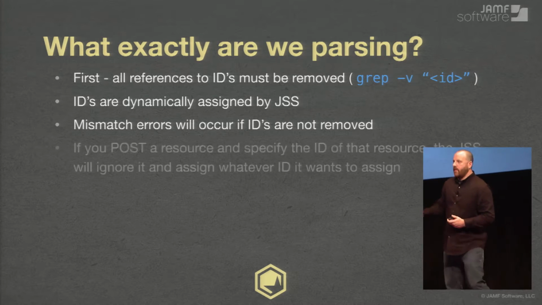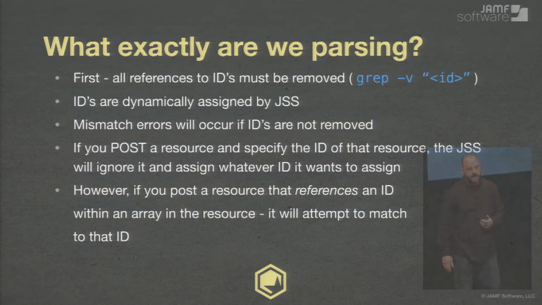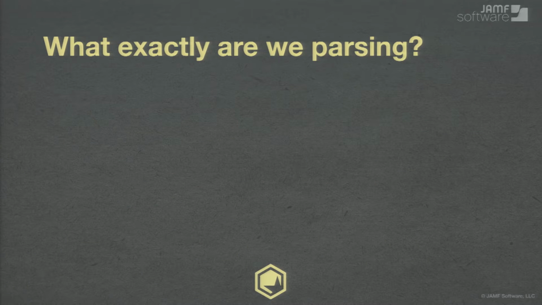So what exactly are we parsing when we do the parsing? First of all, we remove all references to IDs. This is really important because you'll get mismatch errors if you don't. If you post a resource and you specify the ID of that resource, the JSS will just ignore it and assign the next ID that's available to it. But if you post a resource that references an ID in an array of that resource, you'll get a mismatch and it won't post at all. And I'll give you an example of this.